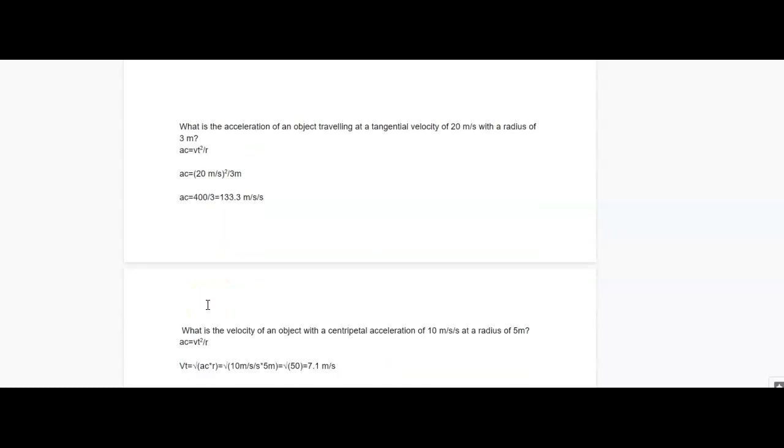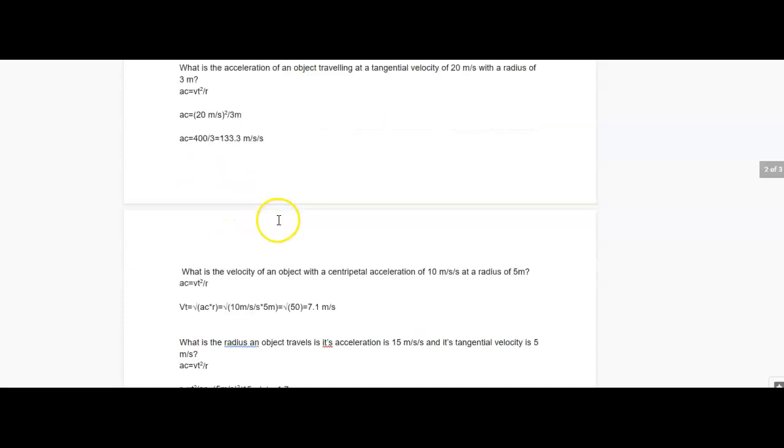So let's look at some other problems here, some centripetal acceleration questions. What is the acceleration of an object traveling at a tangential velocity of 20 meters per second with a radius of 3 meters? We start with the equation: centripetal acceleration is tangential velocity squared divided by the radius. 20 squared is 400, and 400 divided by 3 is 133.33 meters per second squared.